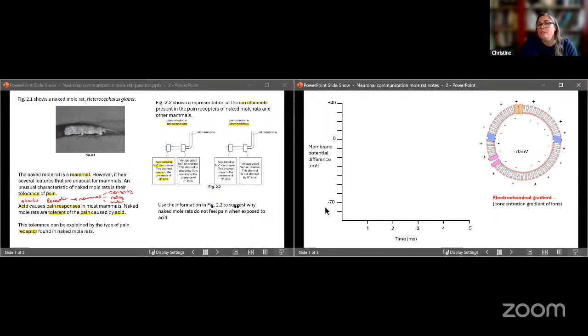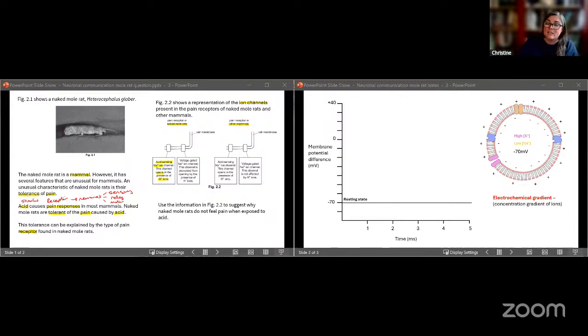So what we want is for our membrane potential to be maintained at that resting state, which is all to do with this electrochemical gradient. Our concentration gradient of ions is what we refer to as our electrochemical gradient. So that's what we want to maintain. And by maintaining that, the ions will move in a very specific way.